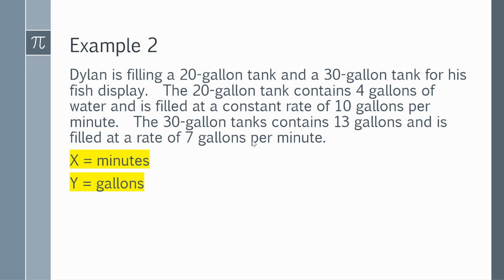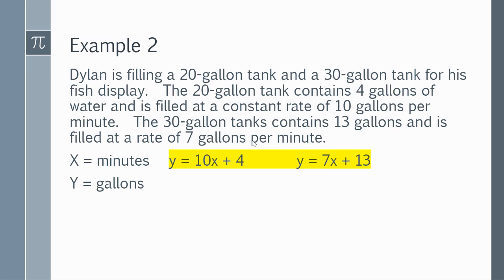Dylan is filling a 20-gallon tank and a 30-gallon tank for his fish display. The 20-gallon tank contains 4 gallons of water and is filled at a constant rate of 10 gallons per minute. The 30-gallon tank contains 13 gallons and is filled at a rate of 7 gallons per minute. So X is your minutes and Y is your gallons. So we're going to look at what those equations are. First one is 10x plus 4, and the other is 7x plus 13.